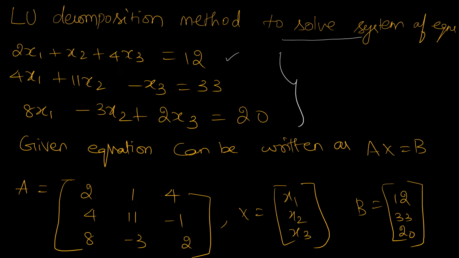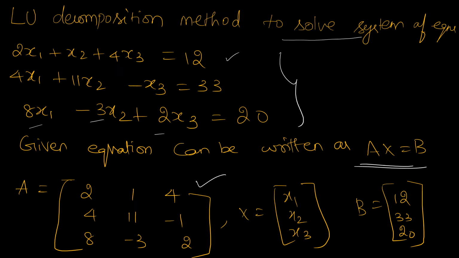So basically what we are going to do is we consider the equation in the form of Ax is equal to B. What is the coefficient matrix A? That is 2, 1, 4, 4, 11, minus 1. We are writing the coefficients, see here. And then 8, minus 3, 2. We have written this as A.